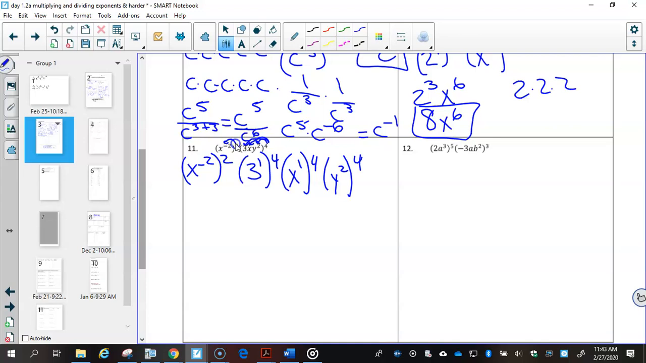This part is the same thing as 3xy squared all to the 4th. Separating it like that is not necessary, but if it helps you, do that. If I'm multiplying my exponents, this would become x to the negative 4th. This would become 3 to the 4th. This would become x to the 4th. This would become y to the 8th.